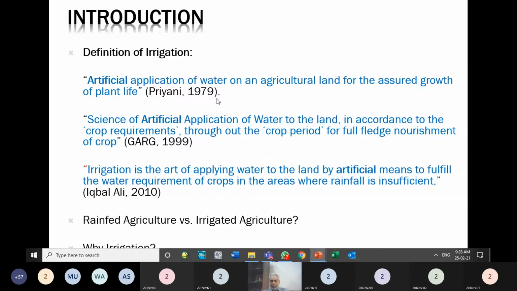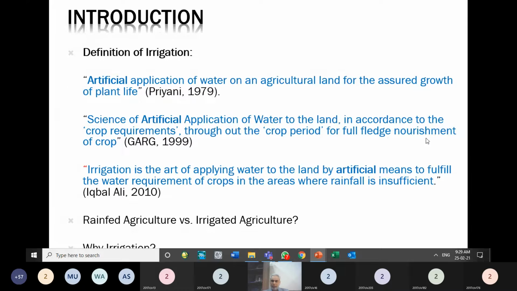Garg further says that this application should be throughout the crop period. Crop period is the duration from when we sow a crop to when we harvest it. So from sowing to harvesting, we say that this is the crop period. Throughout the crop period, we apply water for sustained growth, as per the crop requirement, for full-fledged nourishment of the crop. So where the first says assured growth, he says full-fledged nourishment of the crop. Similar things are stated in different ways.